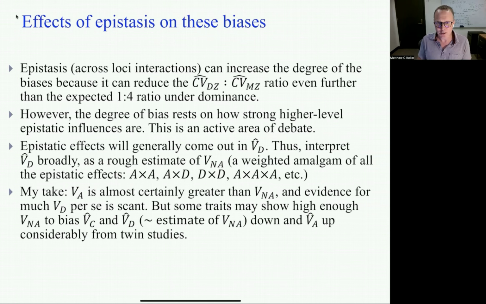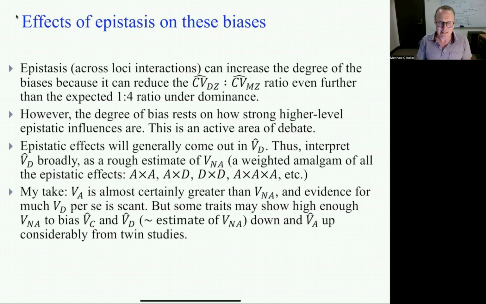Epistatic effects will generally come out as being estimated in VD hat. Therefore, interpret VD hat broadly as a rough estimate of V in A, variance due to non-additive genetic effects, which you can think of as being a weighted amalgam of all the different types of epistatic effects that exist. So additive by additive epistasis, additive by dominance epistasis, dominance by dominance epistasis, additive by additive by additive epistasis, and so on and so on.